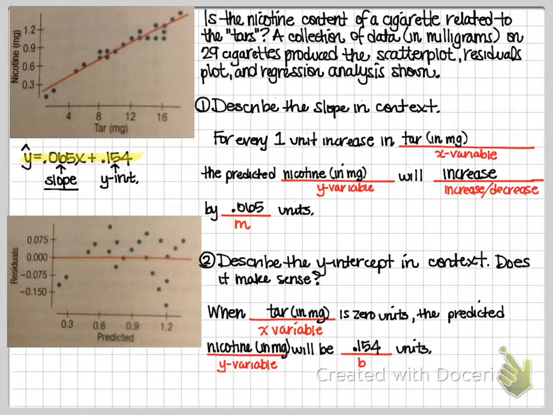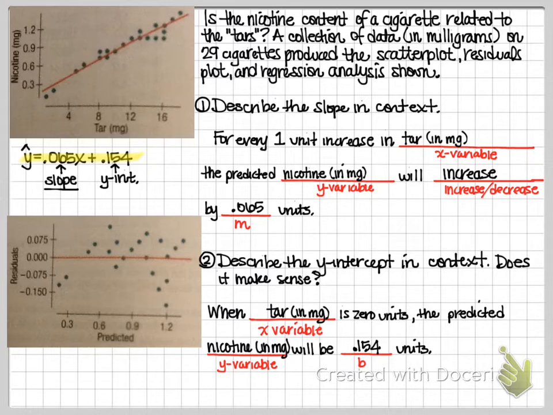All right, so now if I want to think about this in the context of the question, this is basically saying when there is no tar in the cigarette at all, then we would say that the predicted nicotine is 0.154. Does that make sense in this situation? Well, it may or may not. I would definitely say that I don't think this makes any sense.